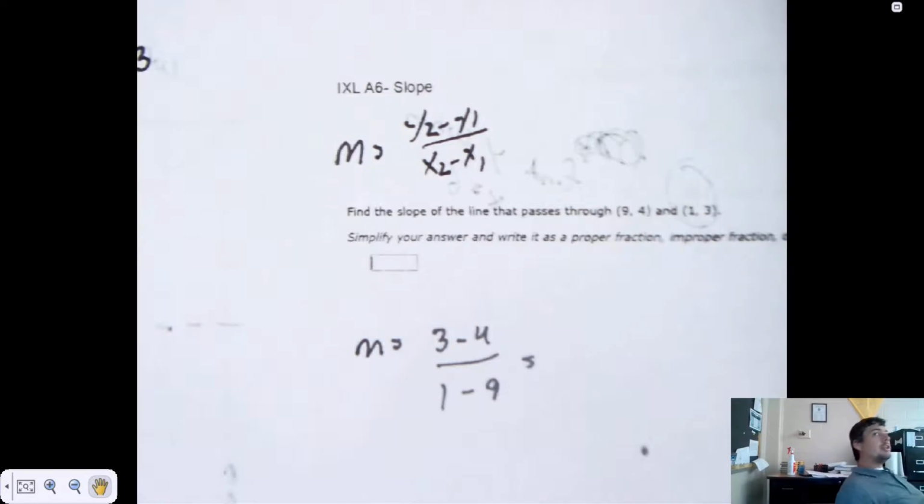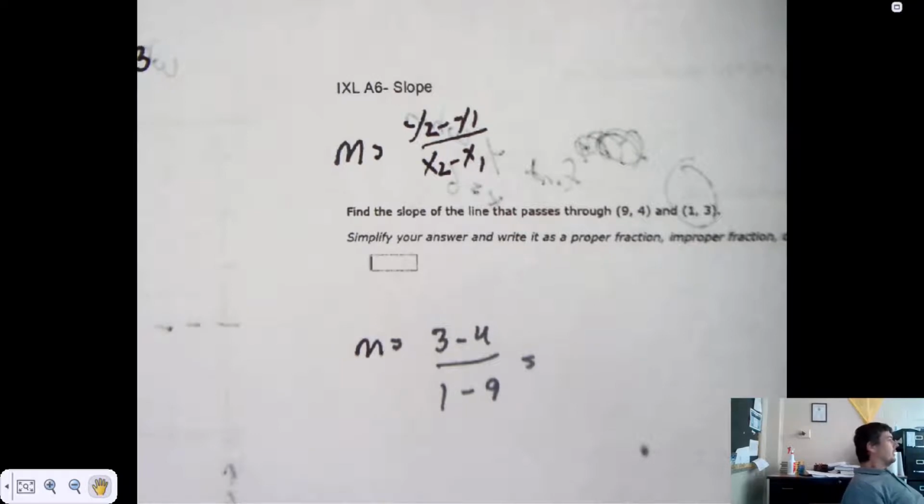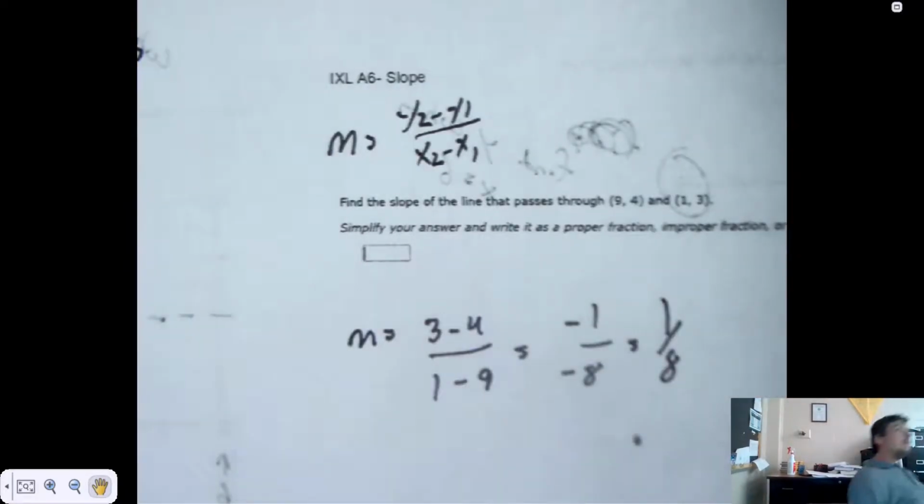If you're just lost as a ghost, there's the setup. 3 minus 4 over 1 minus 9. And what'd y'all come up with? 1/8. Well, so you have a -1 over -8, which is positive 1/8. Hopefully everybody can do slope. Anybody got any issues with it?